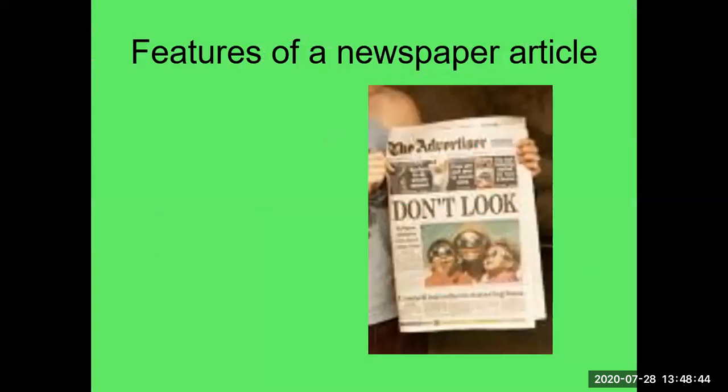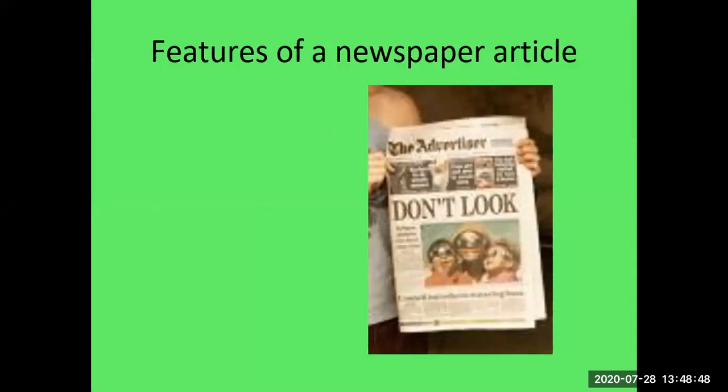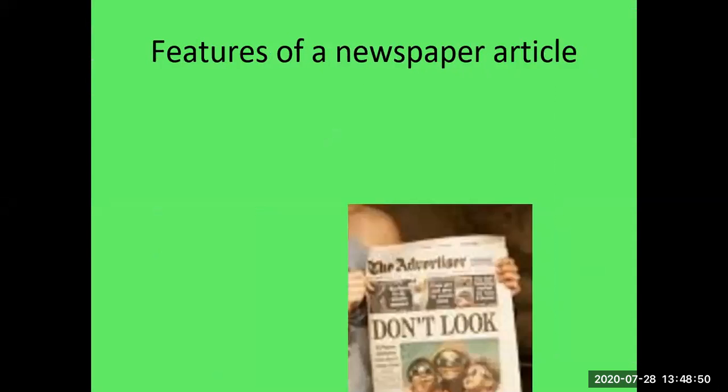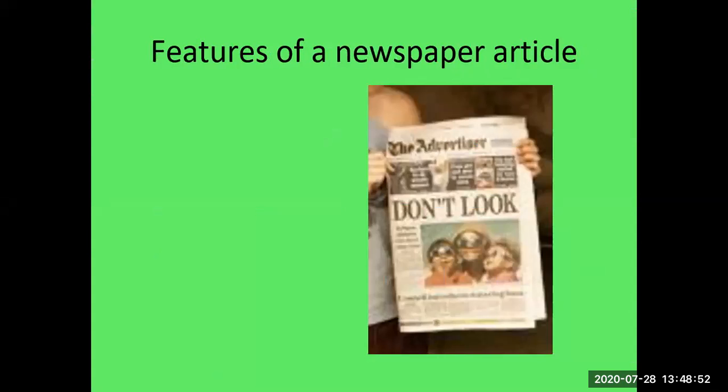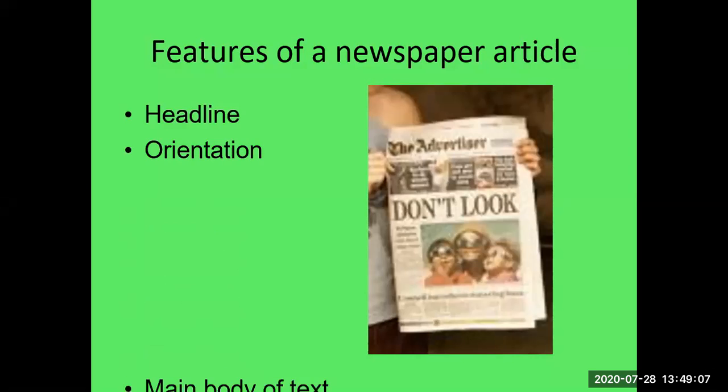So what are the features of a newspaper article? A newspaper article would have what? Can you unmute yourself and answer? Headline. We'll have headlines, catchy, bold headlines. Article orientation.